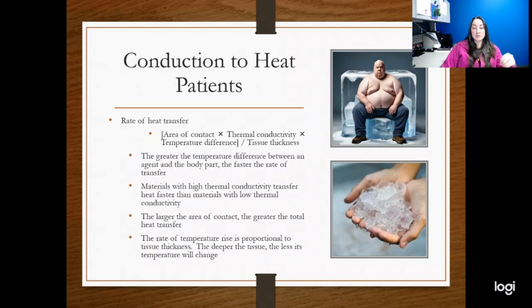And then the rate of temperature rise is proportionate to the thickness of the tissue. So the deeper the tissue is, the less its temperature will change. So that's why I have this picture on the side. If you have hands that are submerged in ice or holding ice, the temperature of those hands that have very thin amounts of tissues covering them is going to change a lot faster than if you have a more fatty body part submerged in ice. Okay, so the thickness of the tissue also changes the temperature transfer, how quickly it's able to transfer and how deep that transfer goes.